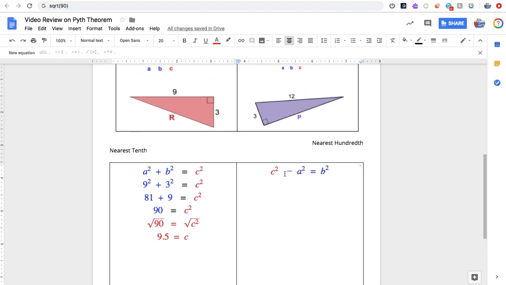For the purple triangle, this time we know the hypotenuse, and we need to find a leg. So I'm going to substitute in for c squared. We replace the c with 12 because that's the hypotenuse and it has a value of 12. And we replace a with 3 squared. For the next step, we simplify or evaluate those exponents. 12 times 12 gives us 144. 3 times 3 gives us 9. So we get 144 minus 9 is equal to b squared.